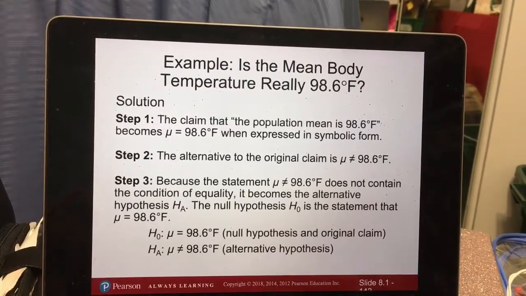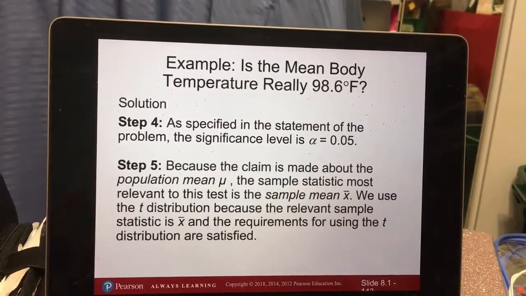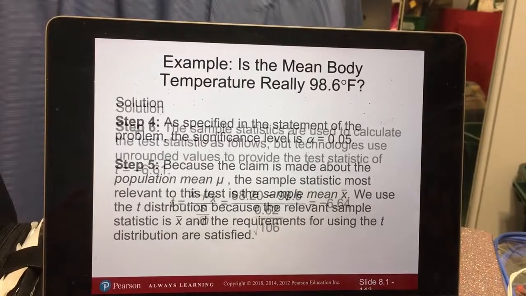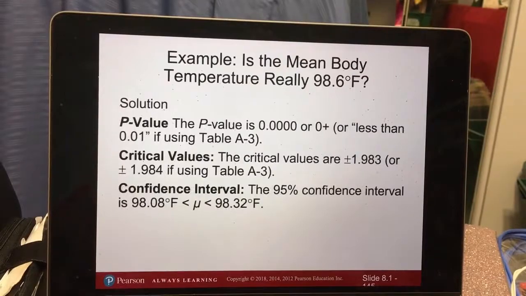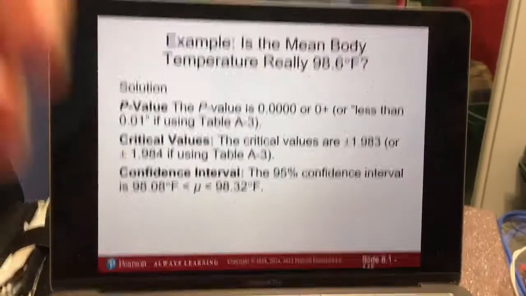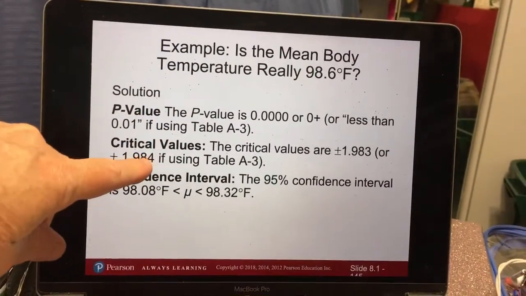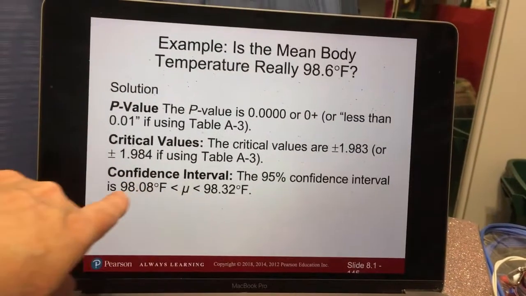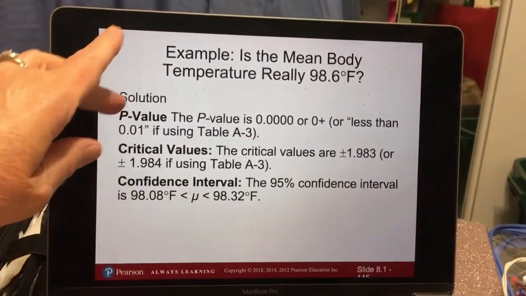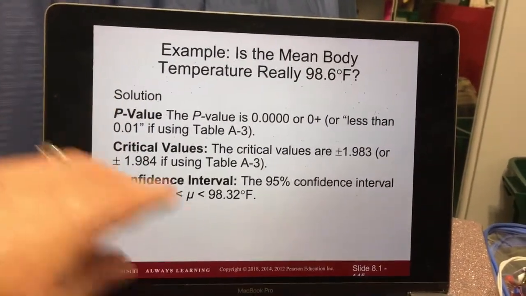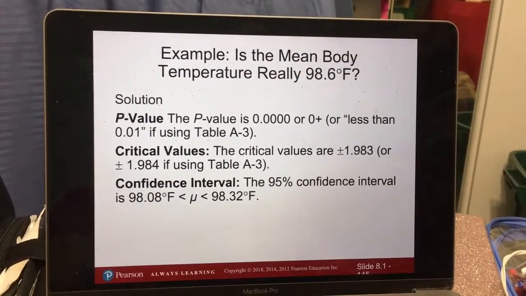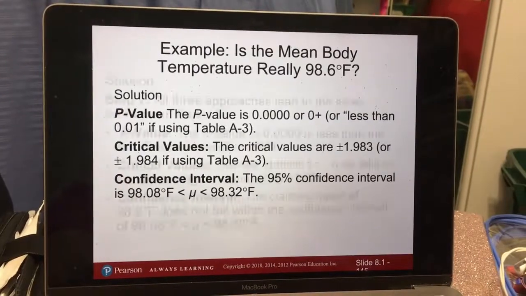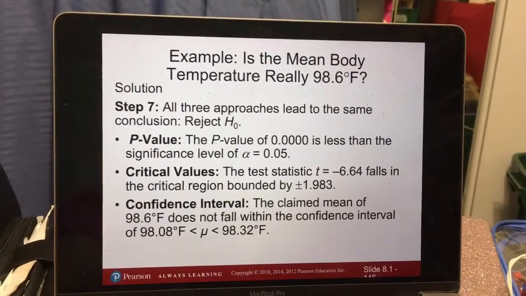Another example. So here, this one's good because they're doing the p-value and the critical value, and we're not going to worry about this confidence interval. They're trying to compare the different ways to do this, so I would run through this one on your own and just look at it, but we're not going to worry about that confidence interval method, okay?